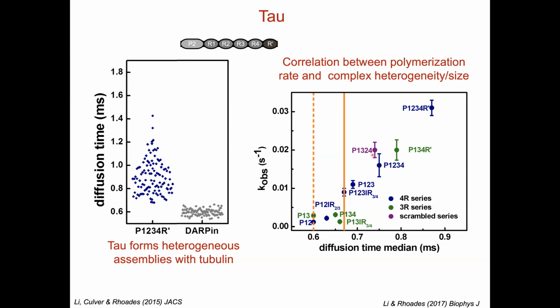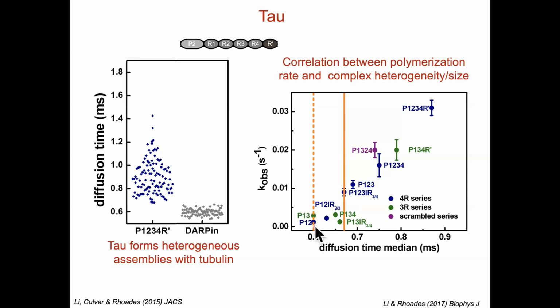Right. And so the other thing you'll see is that these scrambled constructs, these constructs which do not occur biologically, are perfectly good at polymerizing tubulin, right? So P1234 is a natural construct, and you can see its polymerization rate is really, really similar to P1324, which is not a natural construct. We switch these two guys around. And so not only do they bind tubulin, they seem perfectly capable of polymerizing microtubules.